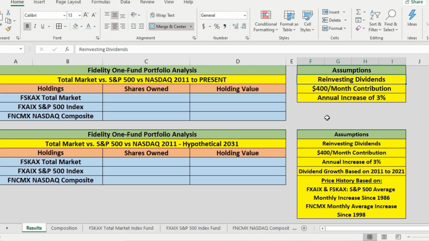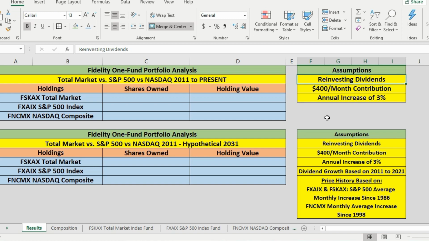I do think that for the average Joe out there, $400 per month for somebody who's actively trying to invest for their future is very reasonable. And it's also reasonable that you would get a raise every year and that you'd be able to contribute an extra 3%. So those are going to be our assumptions for the analysis from 2011 to present, January 2021.